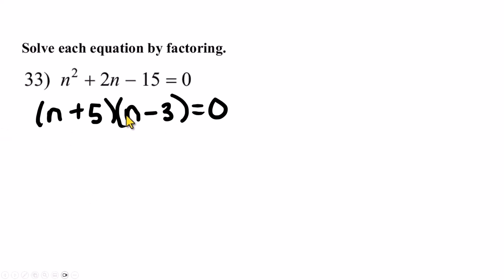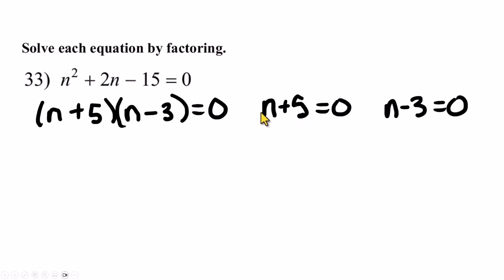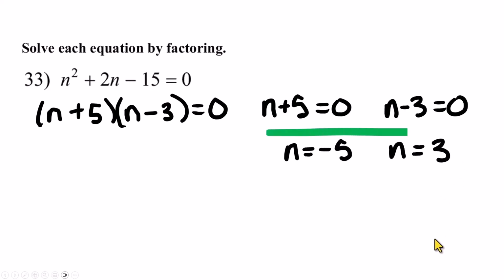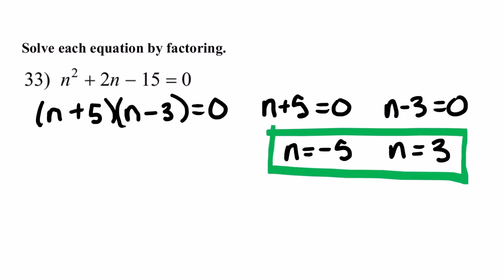Now that you have this thing factored, set equal to 0, it means one of those is equal to 0, using the zero product property. Now subtract 5 from both sides, we get n equals negative 5. Add 3 to both sides, we get n equals 3, and those are our two answers.